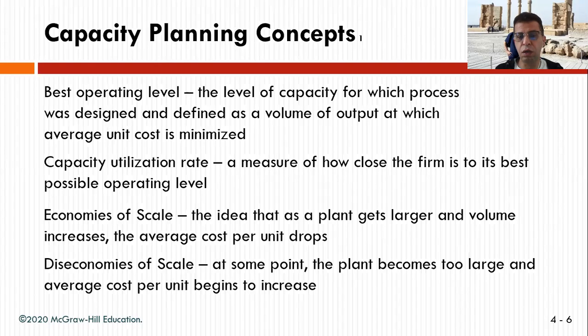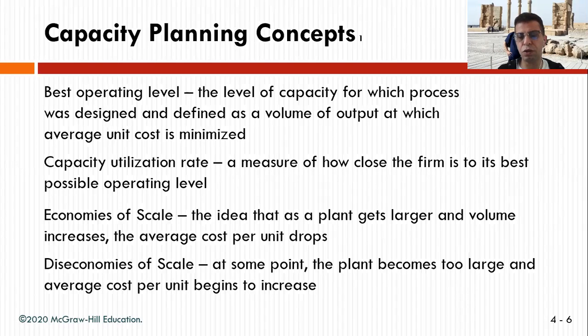In factories, they use the capacity utilization rate, which is a measure of how close the firm is to its best possible operating level, which is when we have maximum units producing over current producing. So we have the current producing and the maximum unit producing. You divide them both.